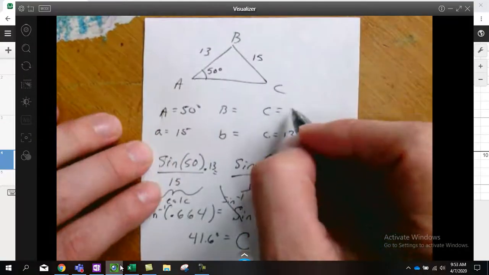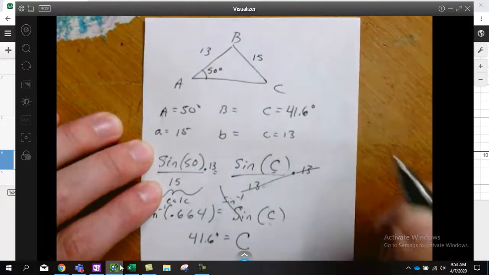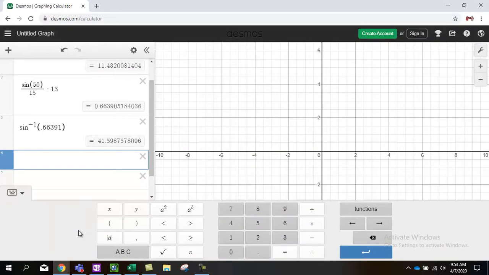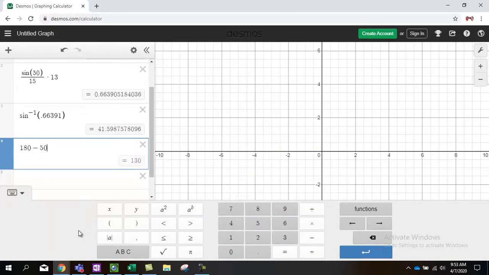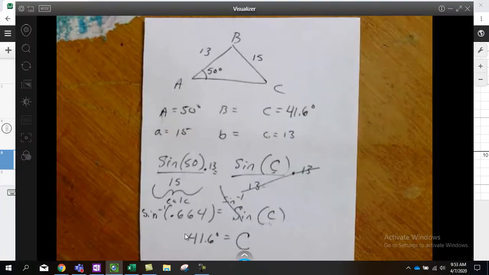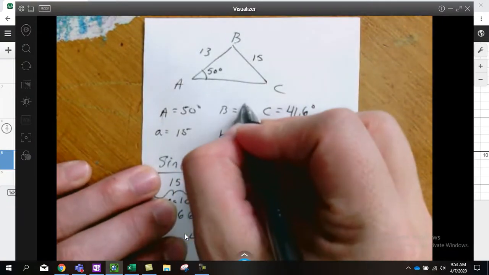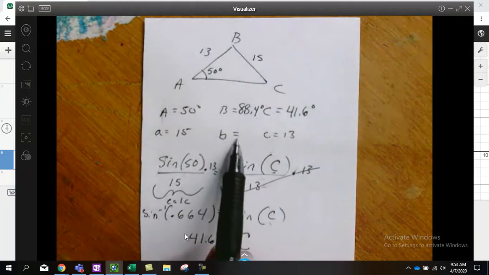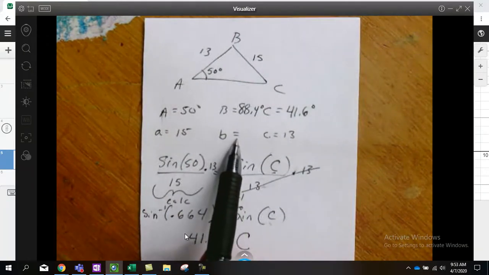So now that I know that C is 41.6 degrees, I can subtract from 180. 180 minus 50 is 130. 130 minus 41.6, we'll just be lazy and grab our calculator. 180 minus 50 minus 41.6 gives us 88.4. So even though this wasn't a right triangle, it's pretty close. 88.4 degrees. And now that we know everything but little b, we can actually go back to what we were doing on the last set.